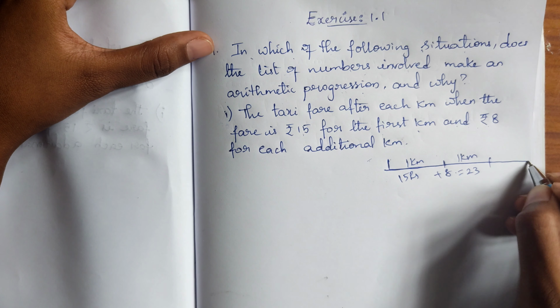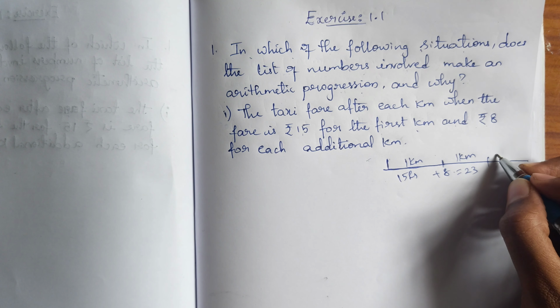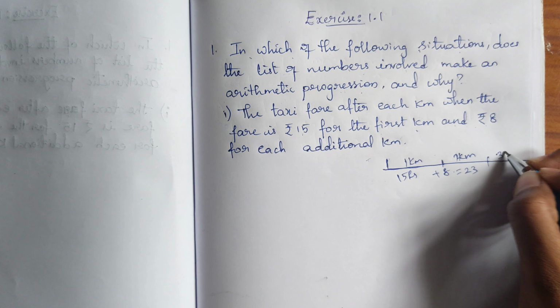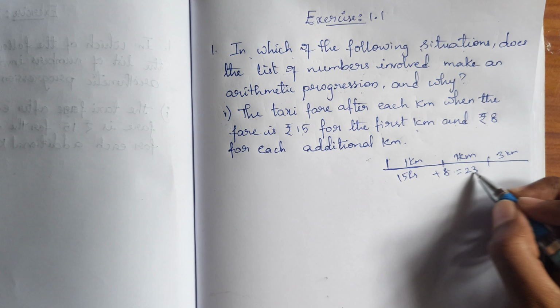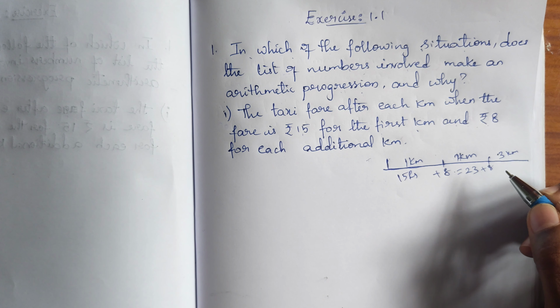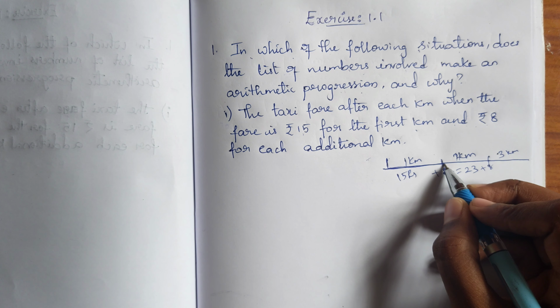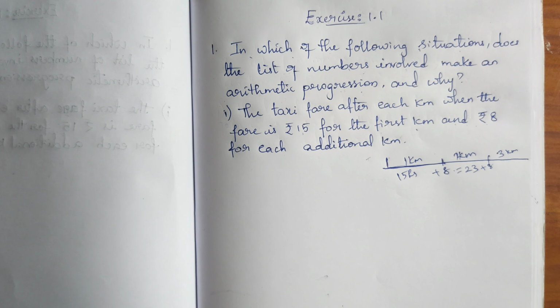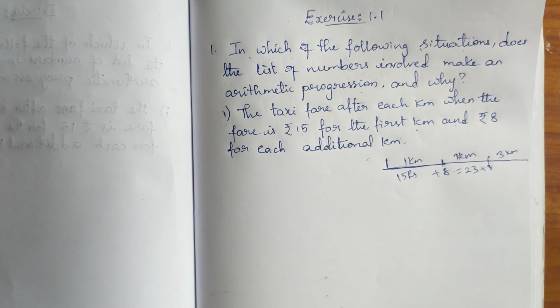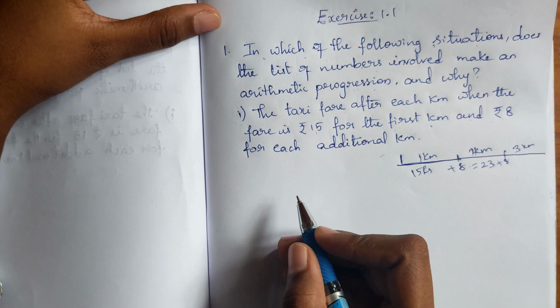For another additional kilometer, this will be the second kilometer. If they go for the third kilometer, 8 rupees will be added again. So for each and every kilometer, 8 rupees will be added, but for the first kilometer it is 15 rupees. It means the minimum charge is 15 rupees, and later for each additional kilometer 8 rupees will be added.